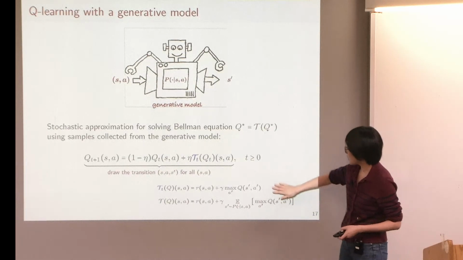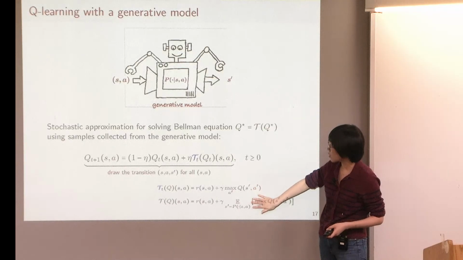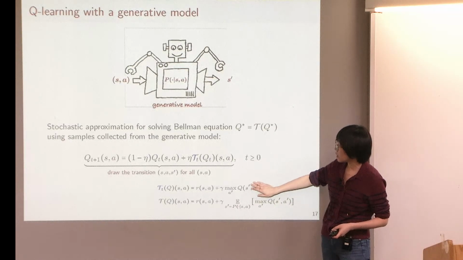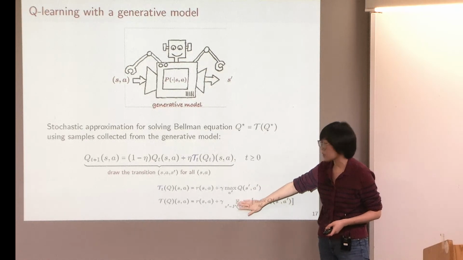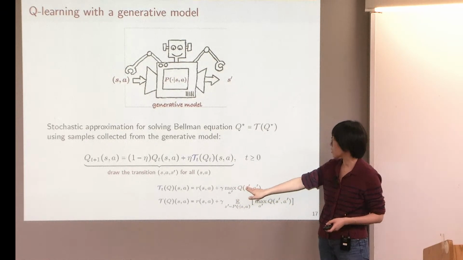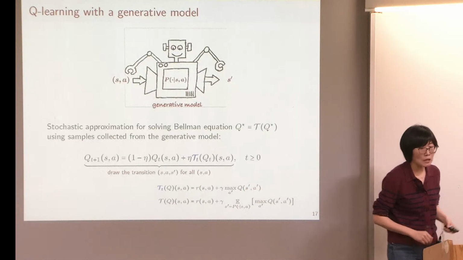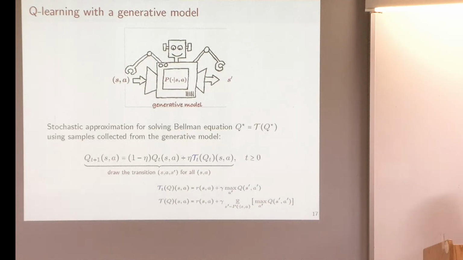So I don't know if you can see it clearly, but on the bottom, essentially, the only difference between the stochastic version and the population version is that it drops this expectation, right? But just using the sample you see. All right, so a very simple Q-learning algorithm.